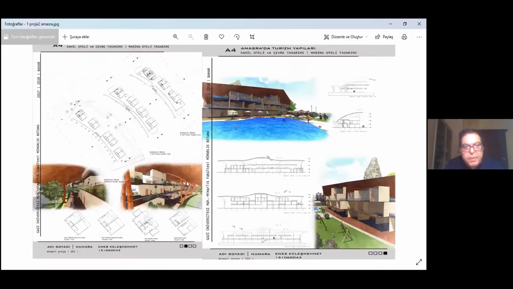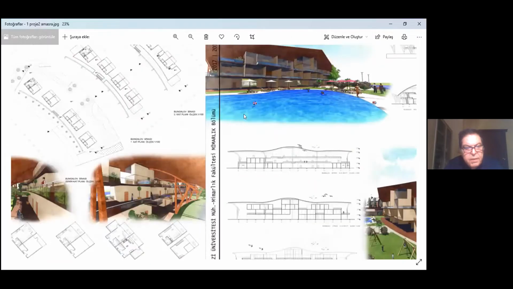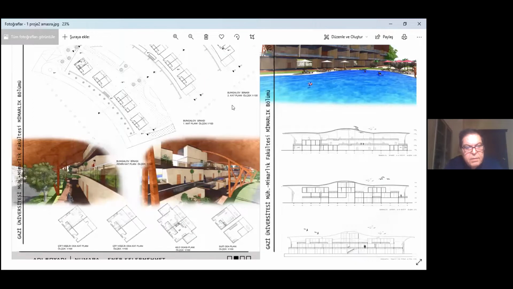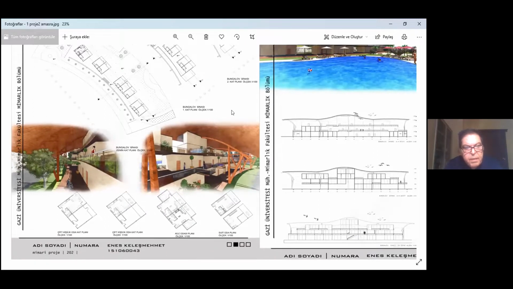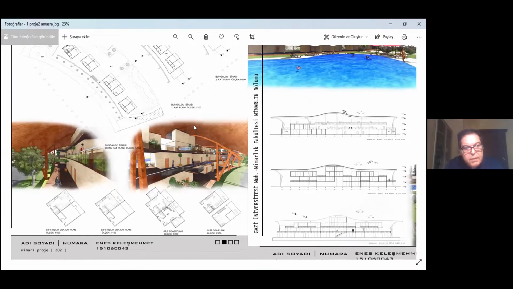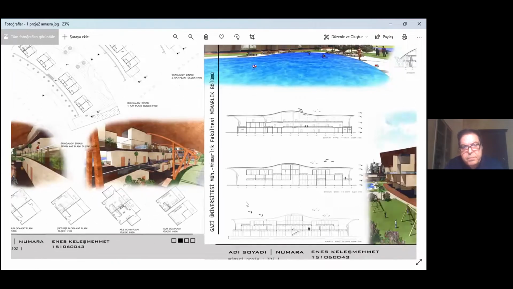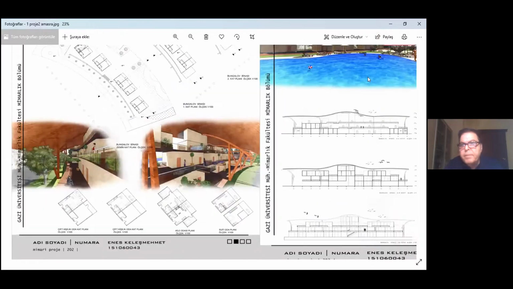This is another student in the same group, second class. This is the seaside beach hotel again in Amasra. For the main data, the prior data, they accepted the proportions and geometry of the environment, vernacular architecture.